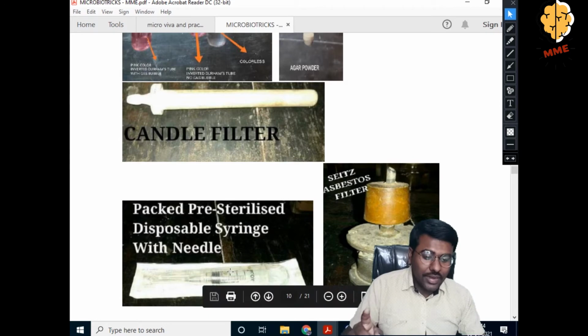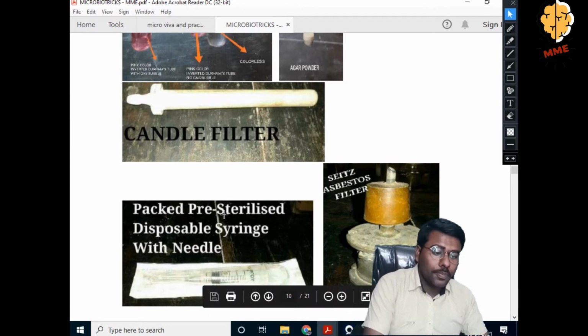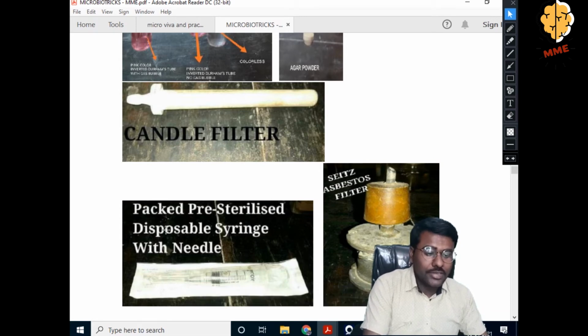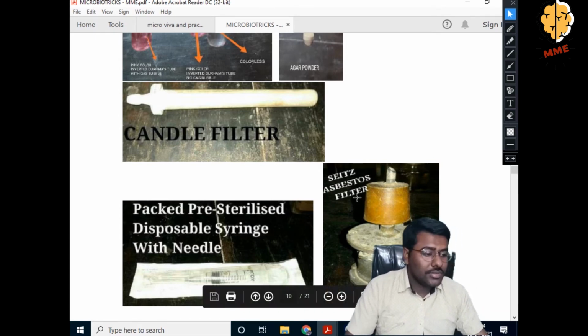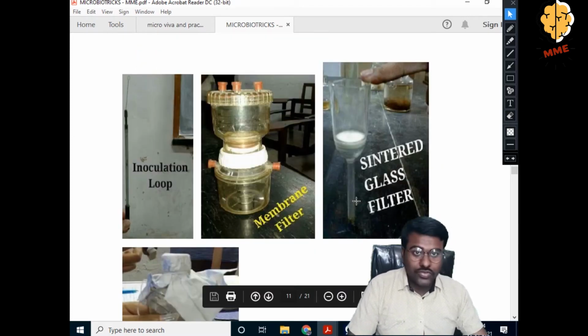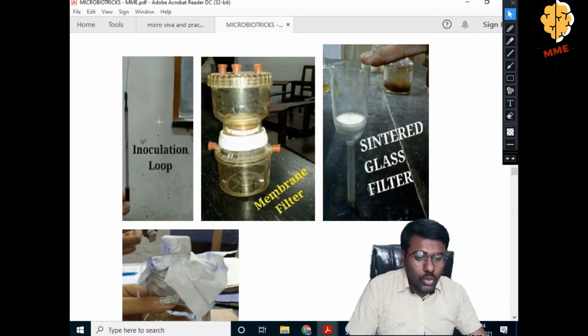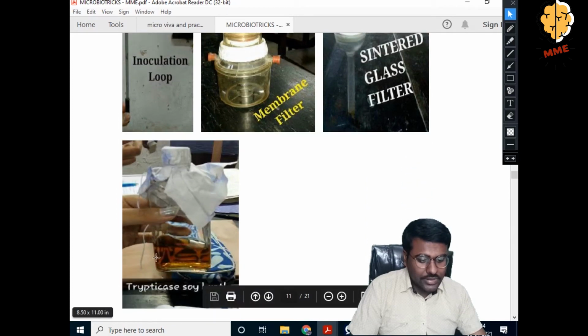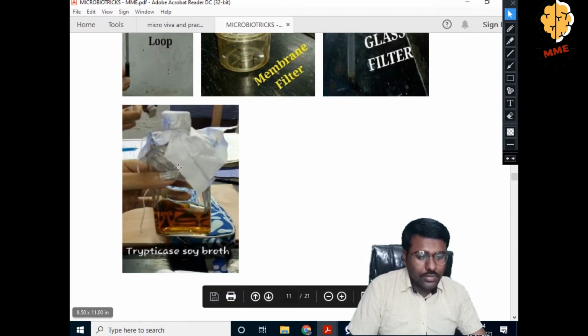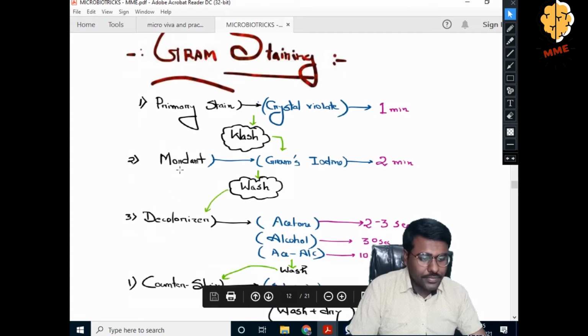This is the needle part, packed. If it is packed, then this is pre-sterilized. Okay, and a disposable syringe with needle if it is still present. This is the asbestos filter. There is the inoculation loop, the membrane filter, and there is a sintered glass filter. This may come in the exam, may not come.